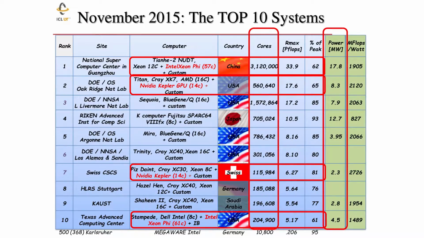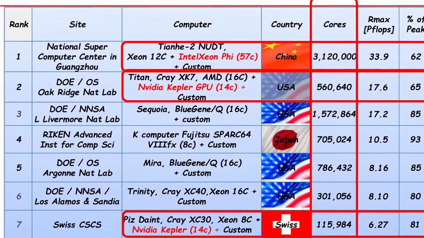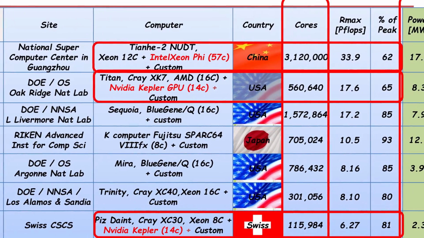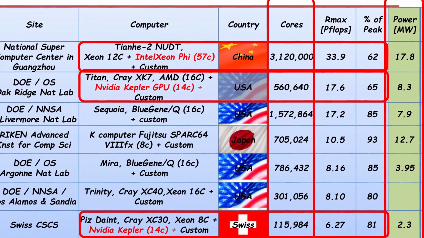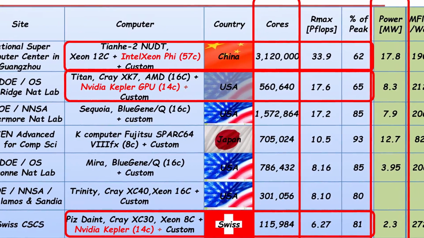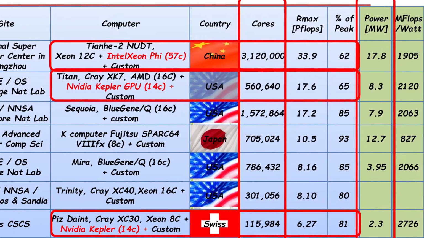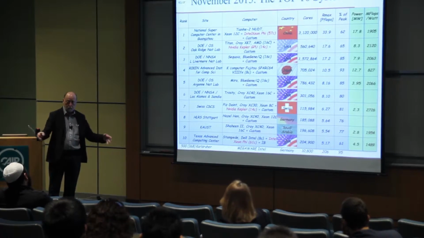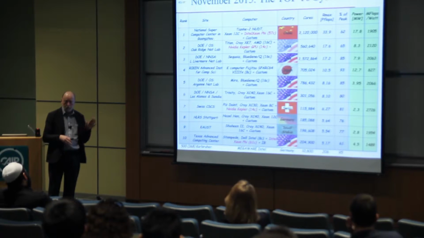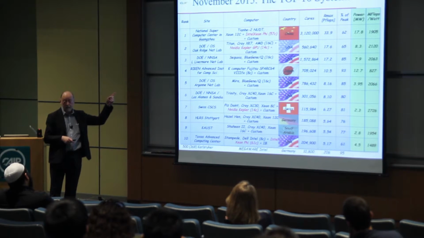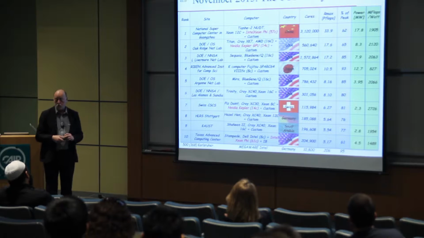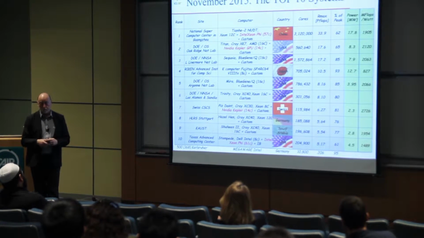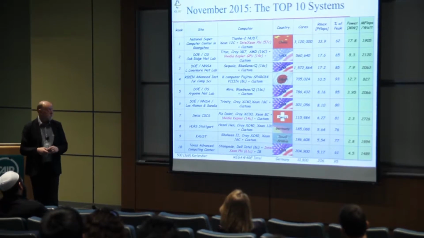This is a list of the top 10 computers. So this is number 1, and it's located at the National Supercomputing Center in Guangzhou. It's a computer called the Tianhe 2, made by the National University for Defense Technology. So they're the integrators, right? The integrators take commodity parts, put them together, and make a computer. NUDT has had a long tradition of putting together supercomputers that have been used in China.